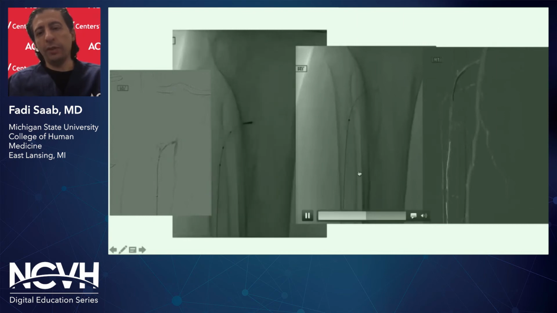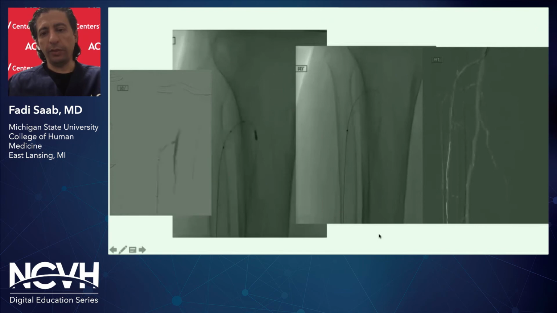So the point is, you were able to go down to the peroneal artery, you were able to go down to the posterior tibial artery, you were able to go up to the popliteal artery. So your options are not limited as what a lot of people think when you're treating those patients.